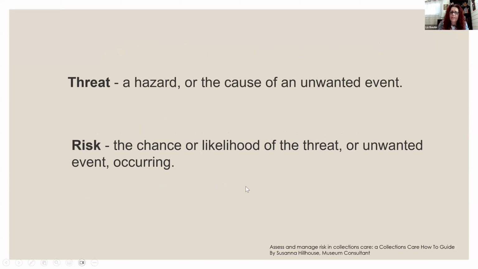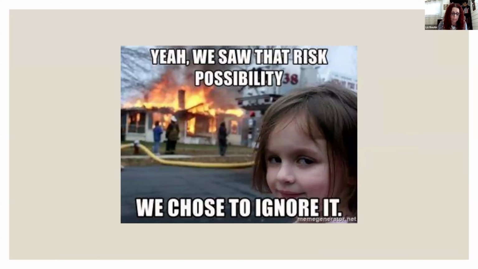So just a quick definition, as it can get confusing. A hazard is a cause of an unwanted event, and then the risk is the chance or likelihood of that threat or unwanted event occurring. So a hazard could be, your electric wires are exposed. A threat would be someone touching them and getting hurt.